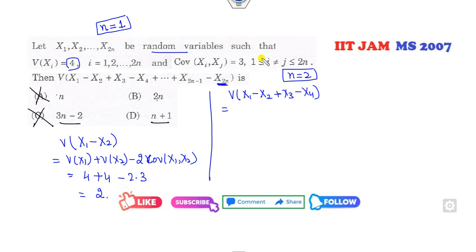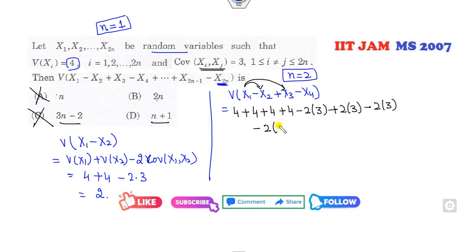So if I open this bracket, it's the variance of x1 times 4, variance of x2, variance of x3, variance of x4. Covariance between x1 and x2, minus 2 times covariance of x1, x2. Covariance of x1, x3, covariance of x1, x4, then 2 times x2 and x3, so minus 2 times x3, x4.